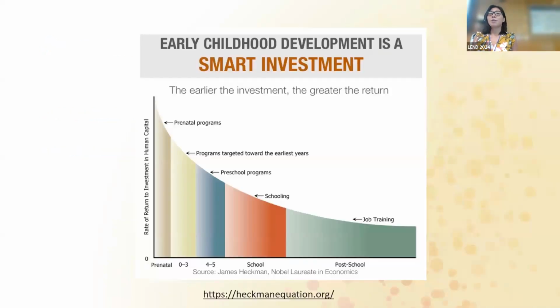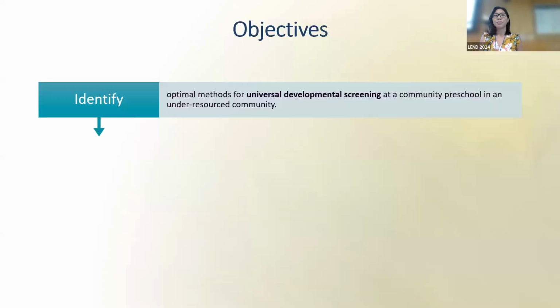All right, so we all know that early childhood development is a smart investment. This is the Heckman equation, and this looks at, on the y-axis, the rate of return to investment in human capital. And on the x-axis, this looks at when we start to invest in human capital from the very beginning, prenatal years, and then all the way up through post-school. And you can see that the earlier we invest in human capital, the greater the returns.